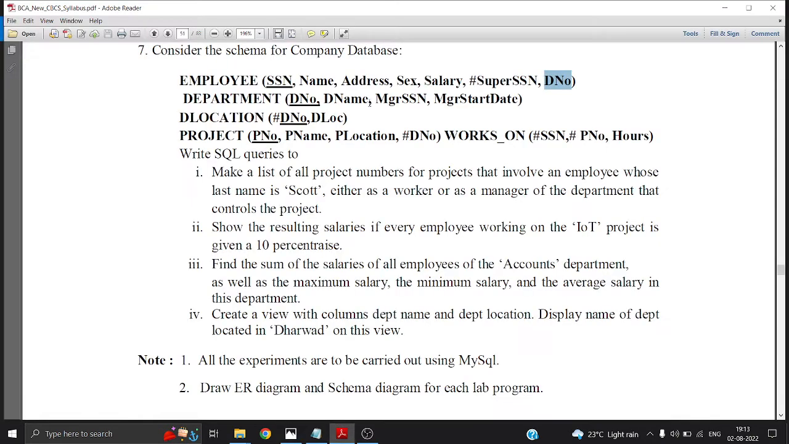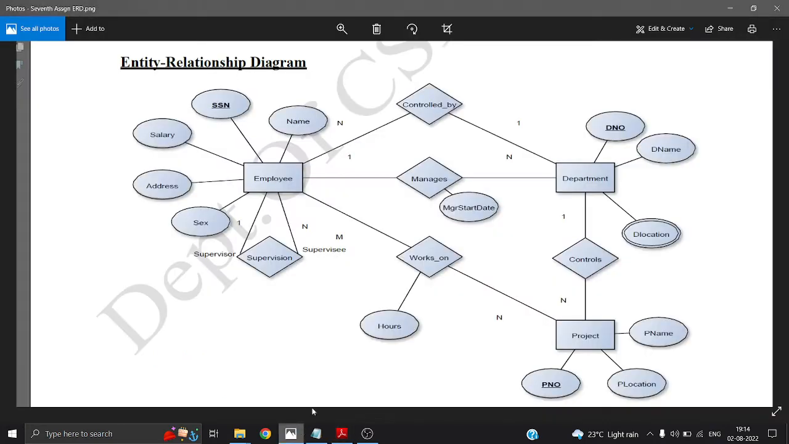So you can observe the employee table here: SuperSSN is a foreign key which refers to the same table, that is SSN. So this SuperSSN actually gives the information about supervision. Okay, supervision.